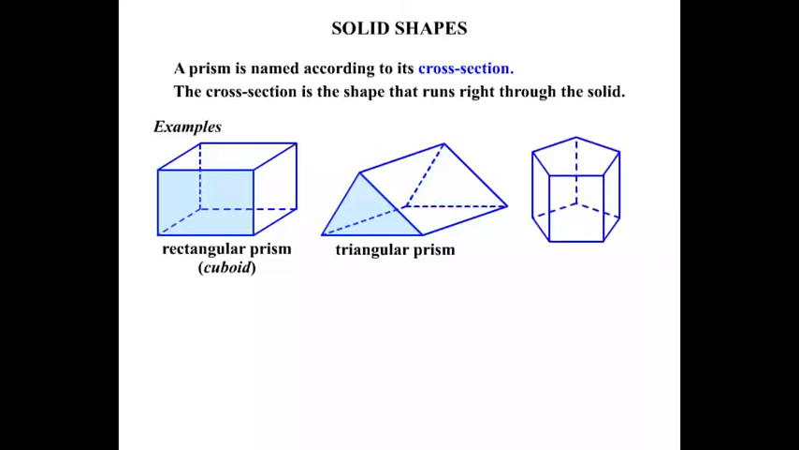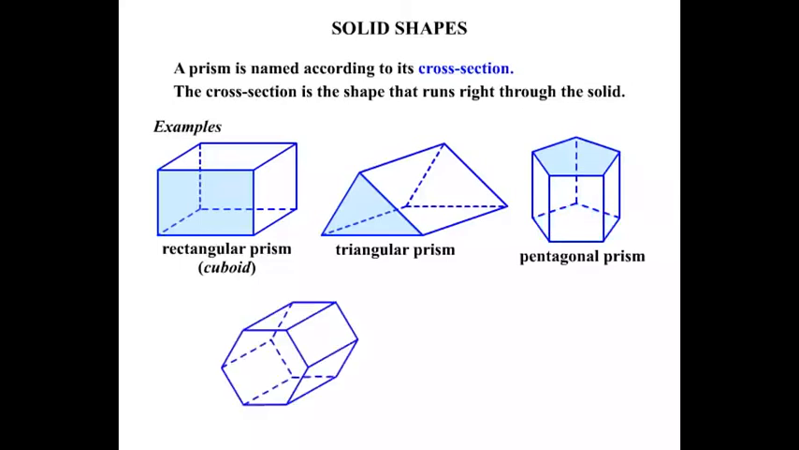What about this next solid? Can you recognize the shape that would go right through it? This time it would be that five-sided figure on top, which is known as a pentagon. If we took slices through that shape, it's running right through it, isn't it? So it's a pentagonal prism, a prism based on a pentagon.